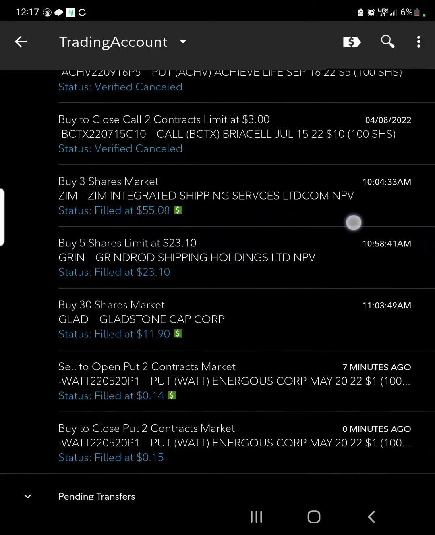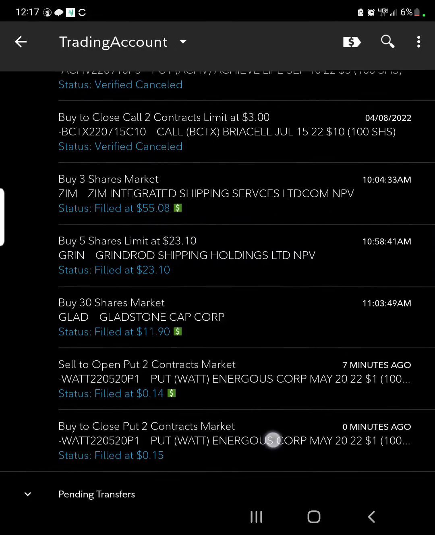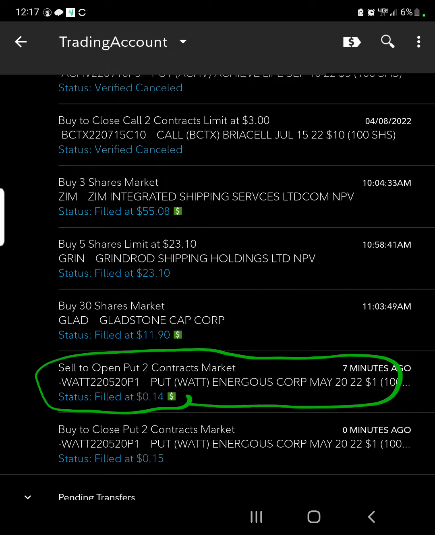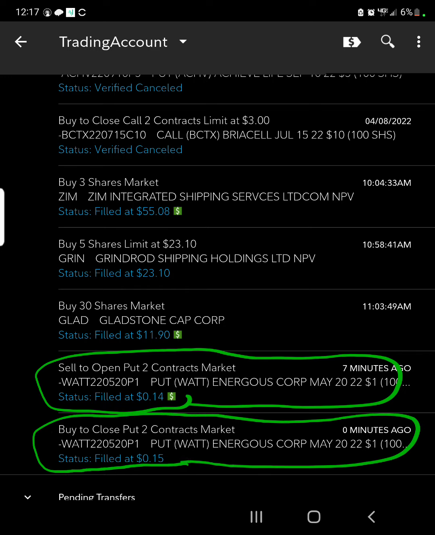So on here you can see that I sold to open. It filled at 14, right? 7 minutes ago. And then, 1 minute ago, I bought back those 2 contracts, buy to close, and I had to pay 15. So I lost $1 on that. But at least now you can see how you buy and sell put contracts on companies.